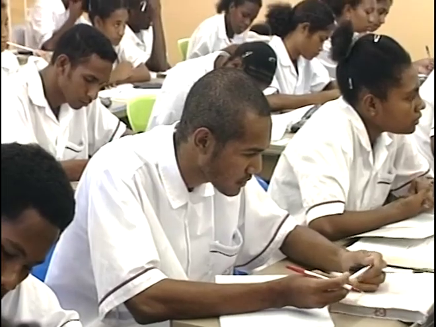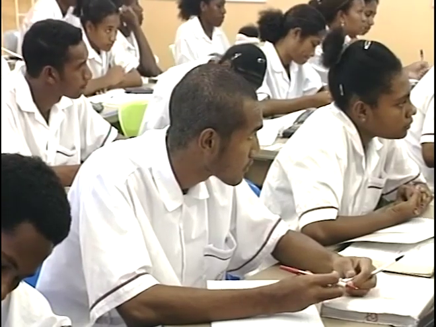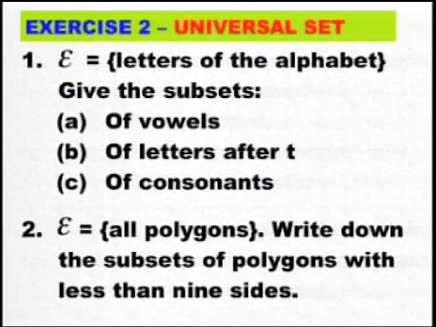And number 2, the universal set is all polygons. Write down the subsets of polygons with less than 9 sides. So you should have a triangle, a quadrilateral. You're supposed to write them in different sets. That actually takes a longer time than you think.